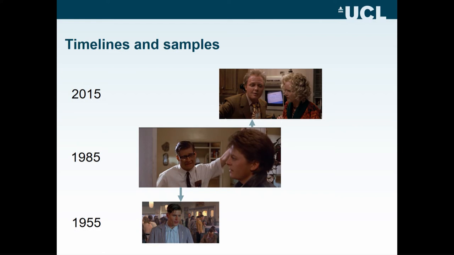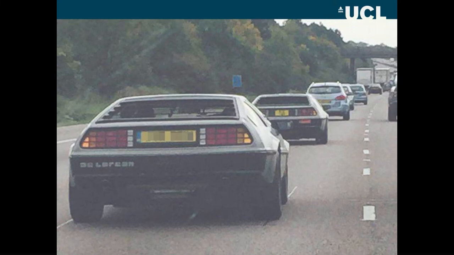To put it another way, we can illustrate it like this. In the middle, in 1985, we've got Marty and his father. We can see his father 30 years before in 1955. We can see Marty 30 years later in 2015. So that's going two ways. It's like having two time machines at the same time.